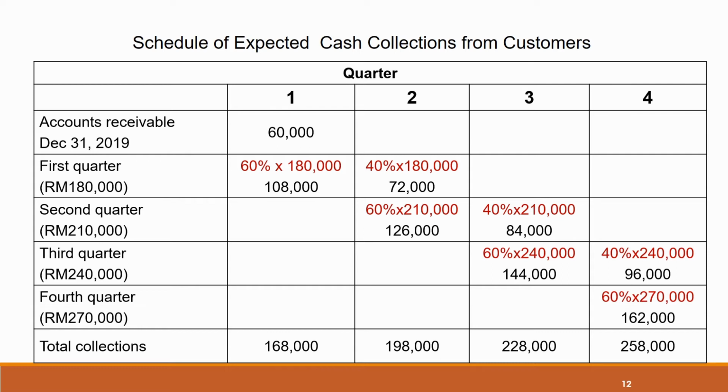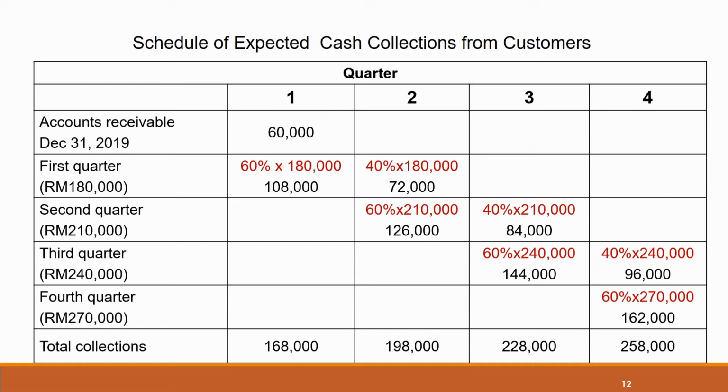And then we have to do the same step for the second quarter. For the second quarter, the total sales is 210,000. And we look at the second column, we will receive 60% from 210,000. So you will get 126,000. And the third quarter, we will receive the balance 40% of 210,000. And you will get 84,000.